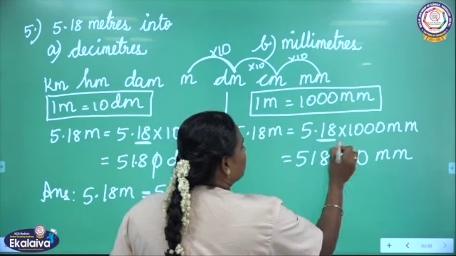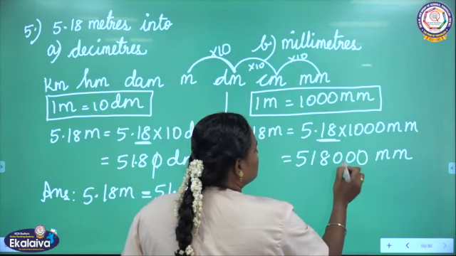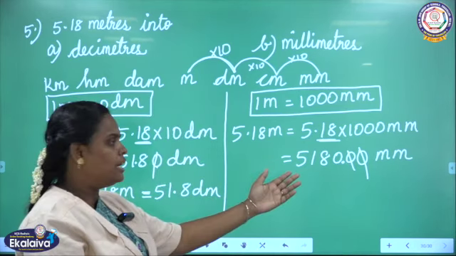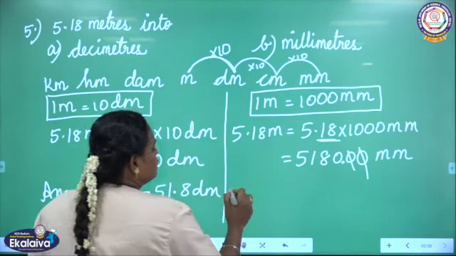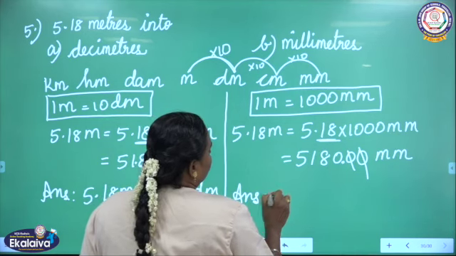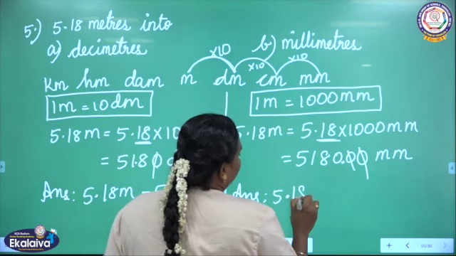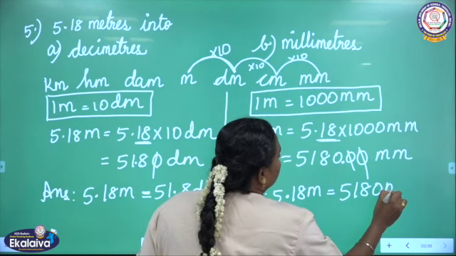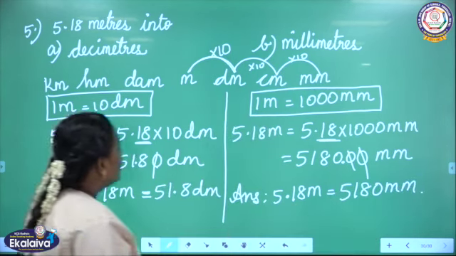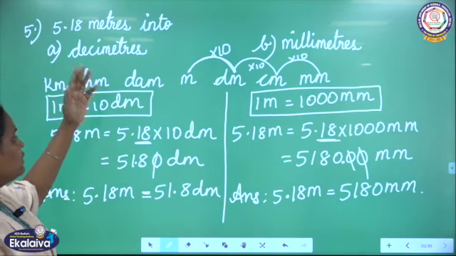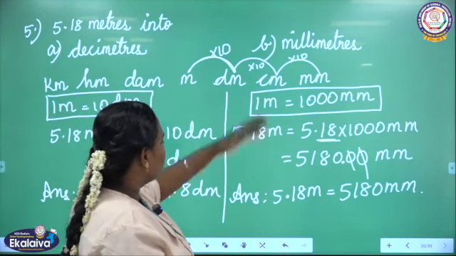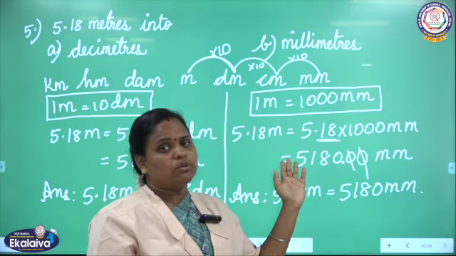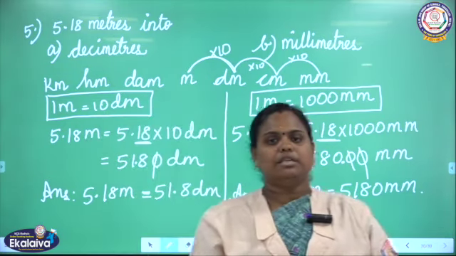Now you tell me how many decimal places? 2 decimal places. From the back you leave 2 digits. After the decimal only the zeros are there, so we can take away the zeros. The answer is 5.18 meter equal to 5180 millimeter. We have converted meter into decimeter and meter into millimeter. Continuation of this sum, we will see in the next class.